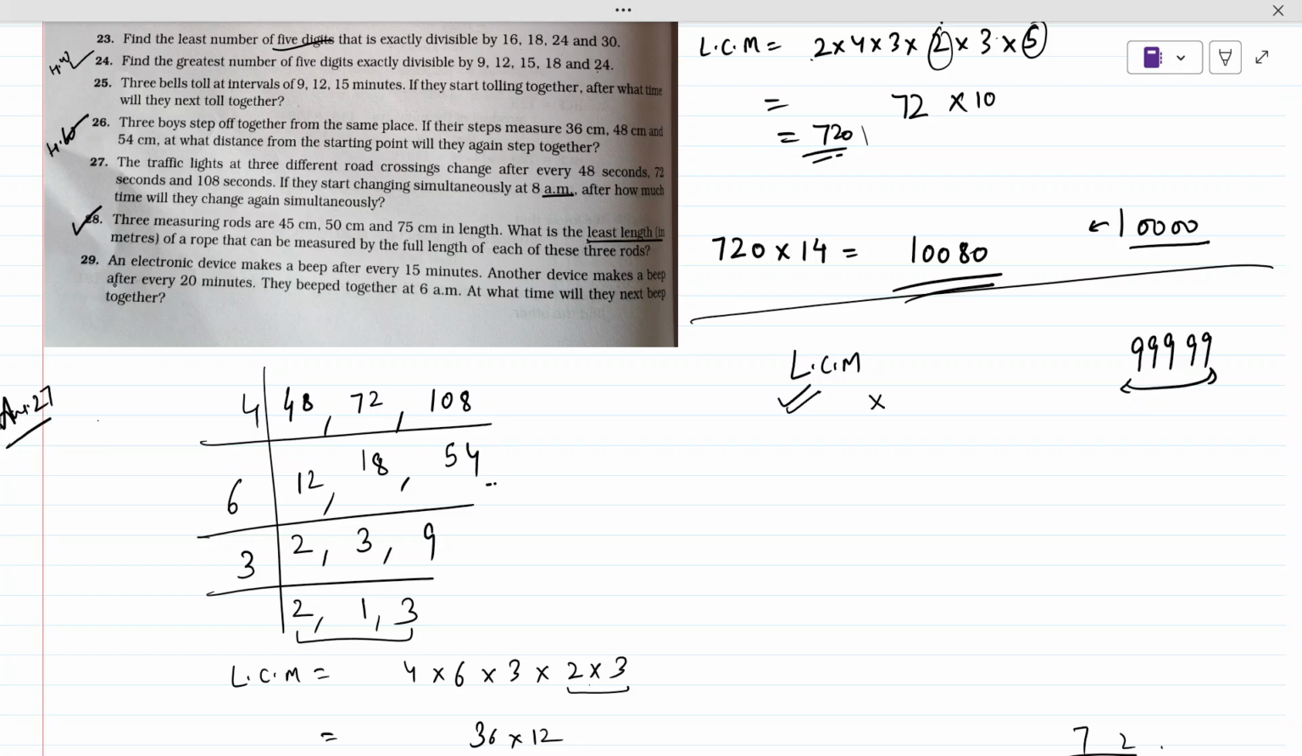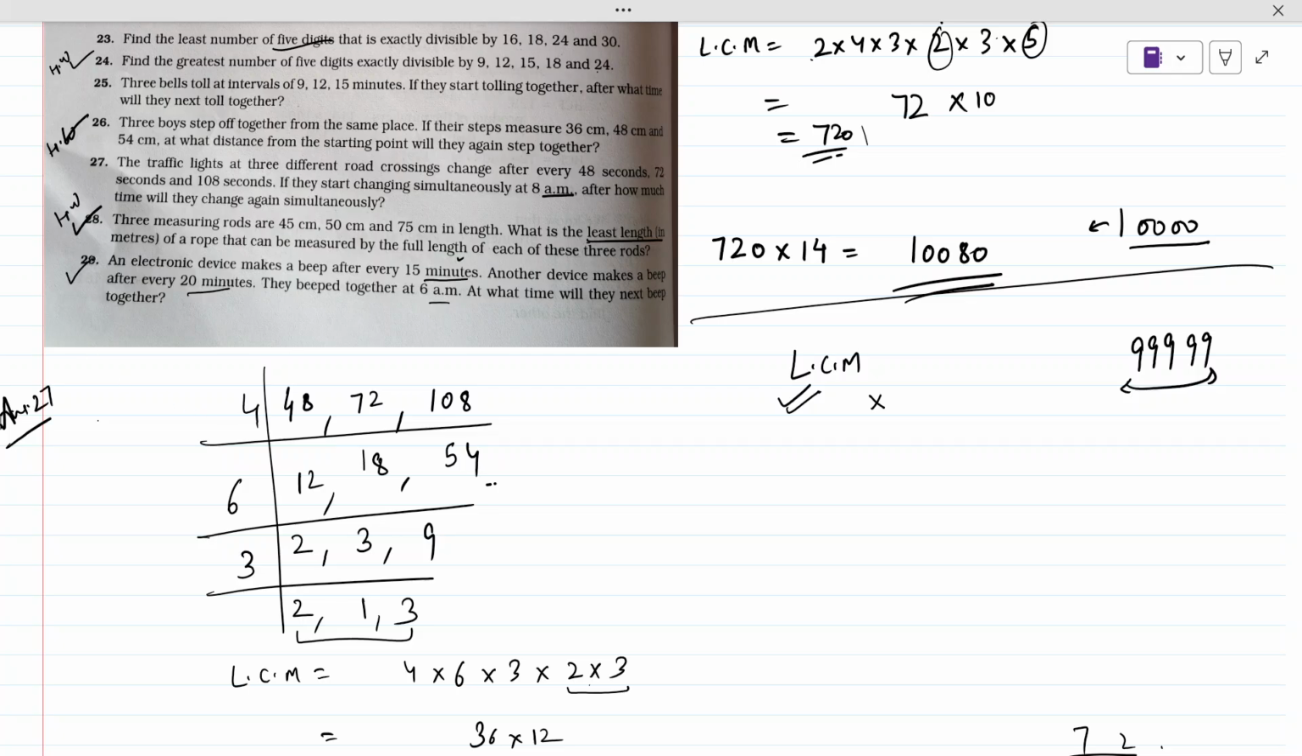Okay. Then an electronic device makes a beep after every 15 minutes. Another device makes a beep every 20 minutes and they beep together at 6 a.m. At what time will they beep together again? Same thing, we have to find the LCM of 15 and 20. Okay, and it is given in minutes. So whatever we get as the LCM, we have to add it to 6 a.m. to get the next time. And this question we have already done, right?